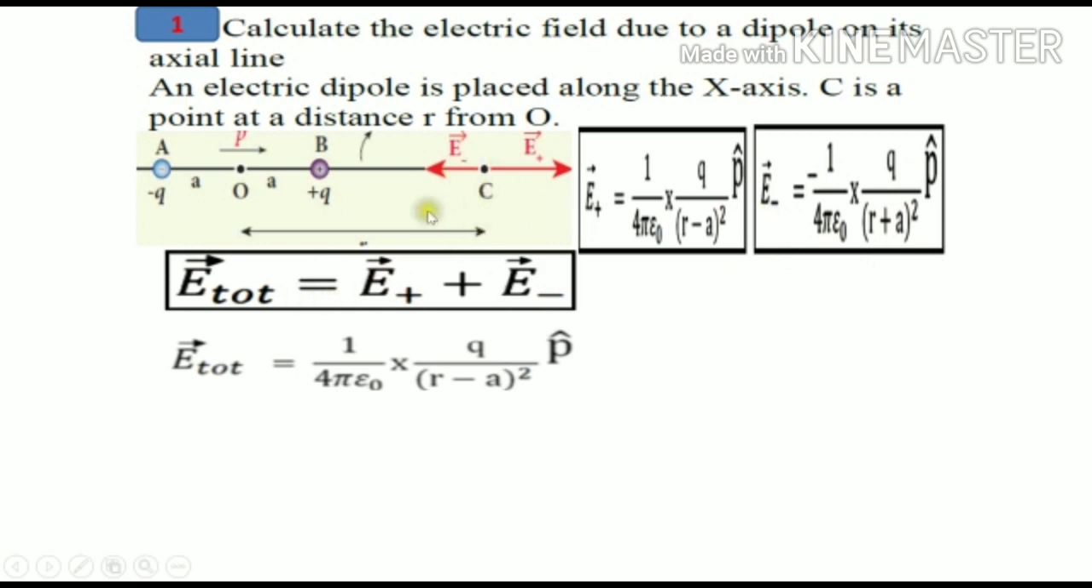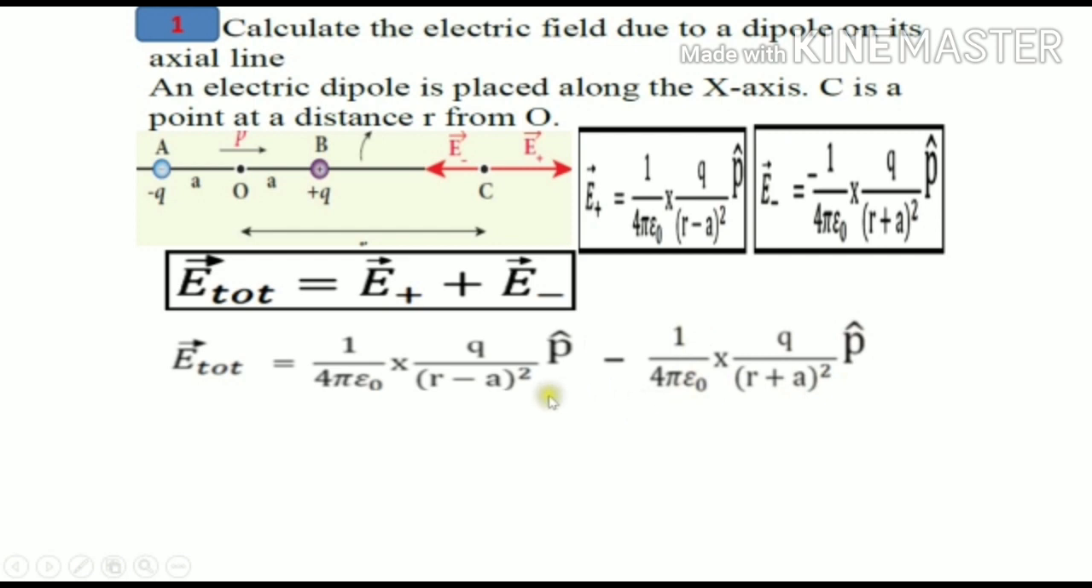Now the total electric field at the point C can be calculated. The electric field due to the plus charge and the electric field due to the minus charge, the sum of these two will give the total electric field at the point C. E vector is equal to 1 by 4 epsilon 0 q by (r minus a) the whole squared. This is the electric field due to the plus charge. And minus 1 by 4 epsilon 0 q by (r plus a) the whole squared, the electric field due to the minus charge, in the p unit vector direction.